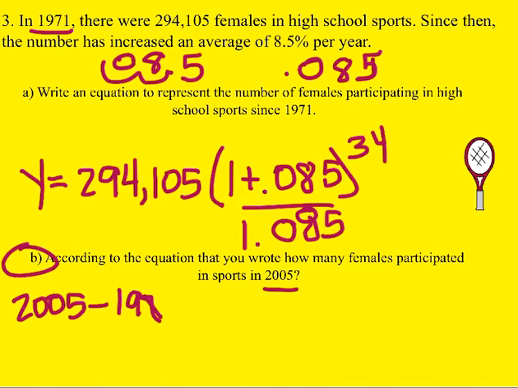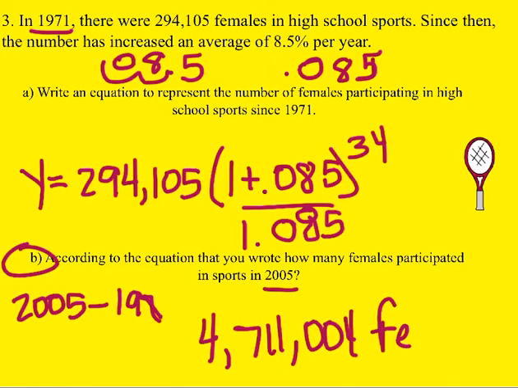So then at my calculator, I'm going to do 294,105 times 1 plus 0.085 to the 34th power. And that's going to be 4,711,004 females. Okay, so that's your final answer for number 3.